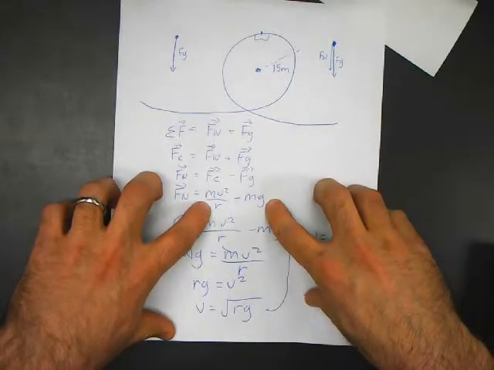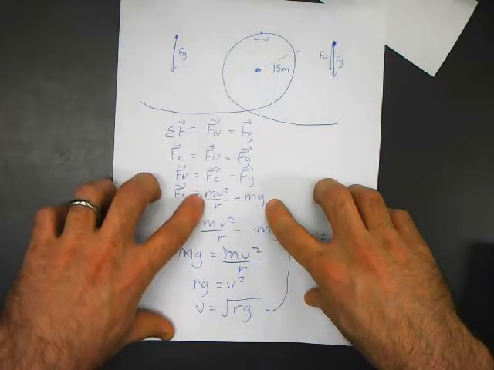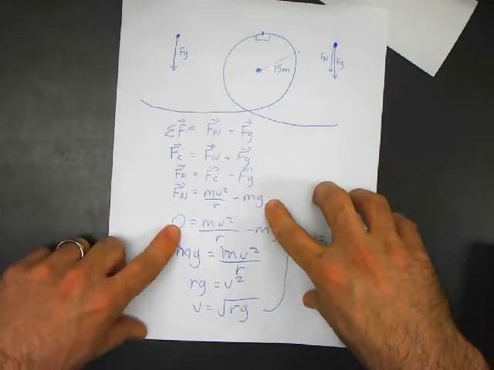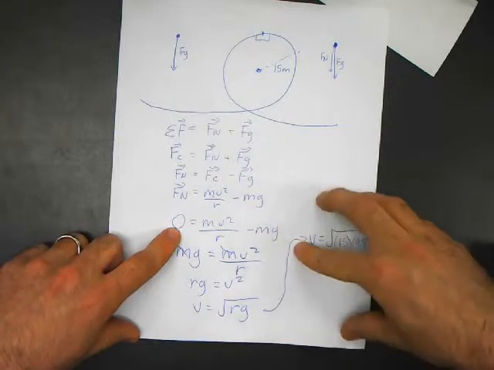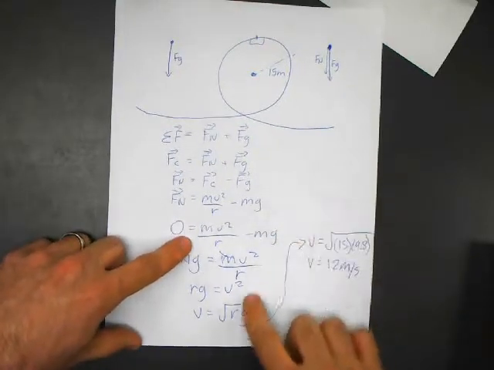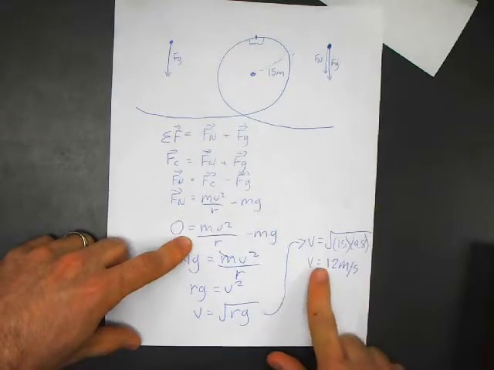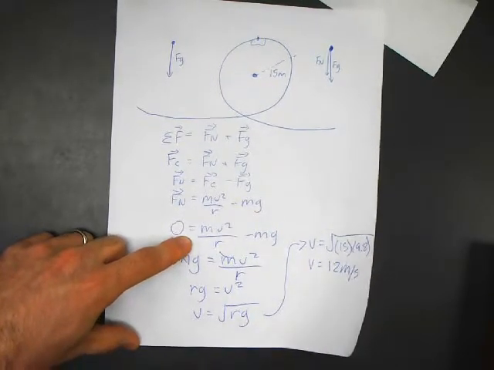So we looked at this and we said if the speed is some minimum number so that the normal force would be 0, that would be the speed we need to find. So we did that, we did some math, we got v is equal to square root of rg, and we get that the speed is 12 meters per second.